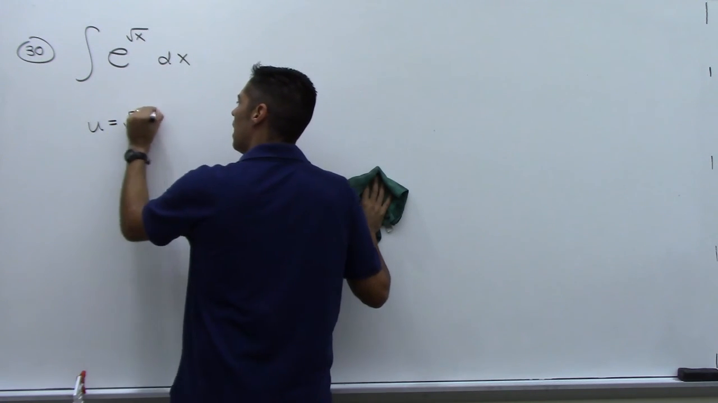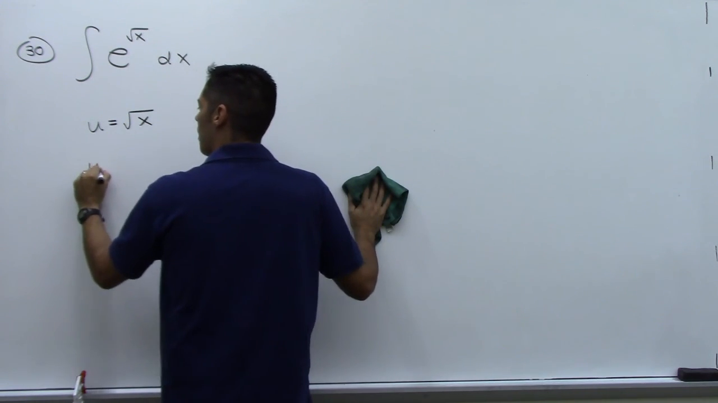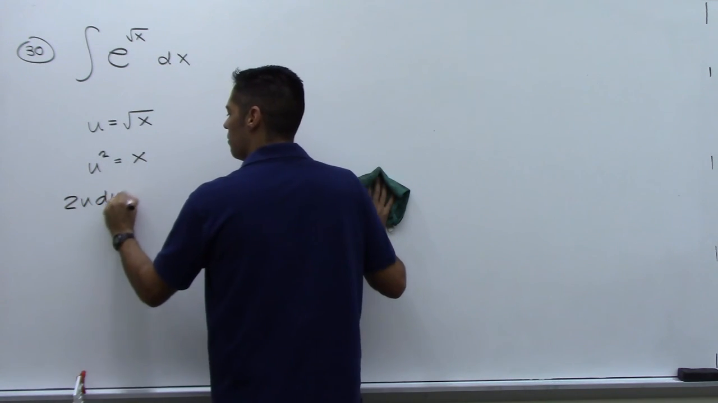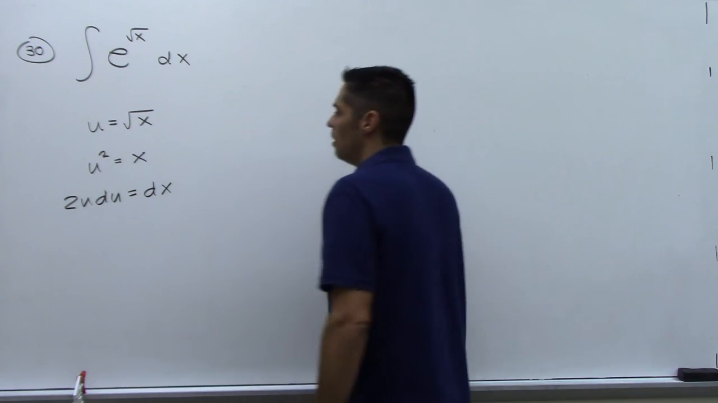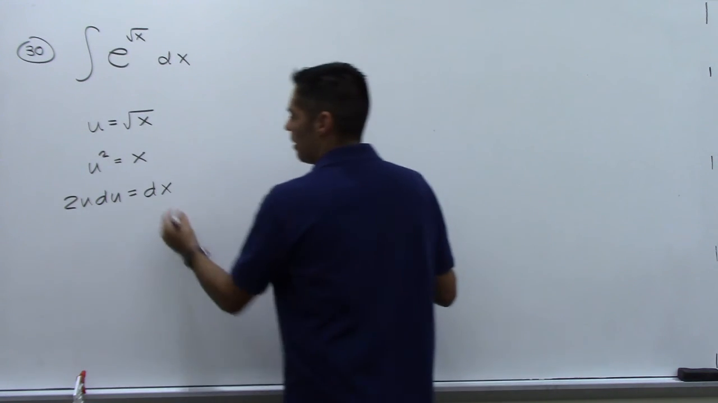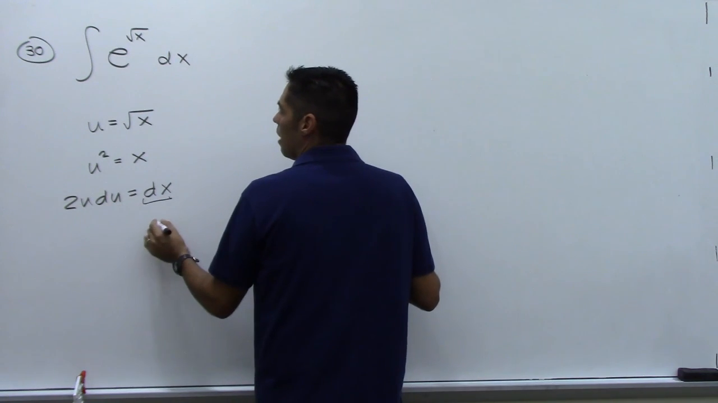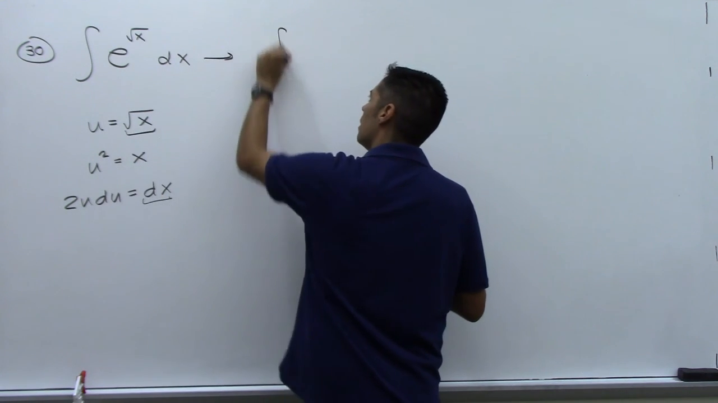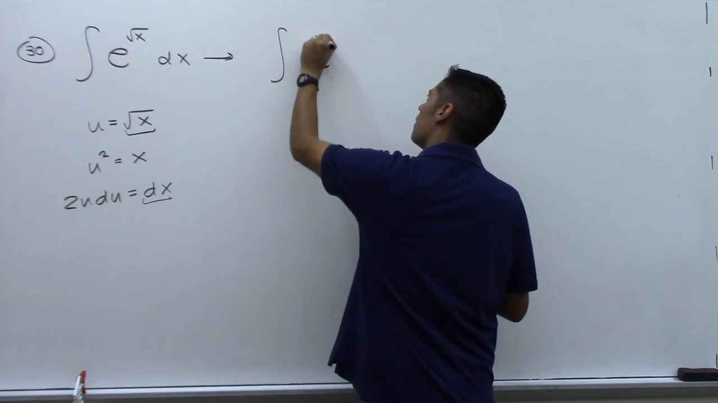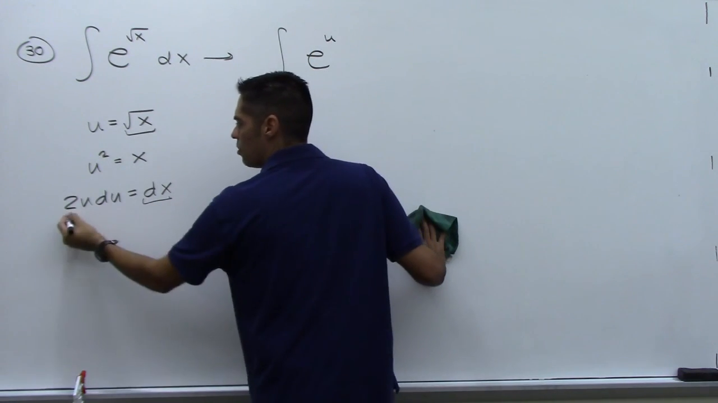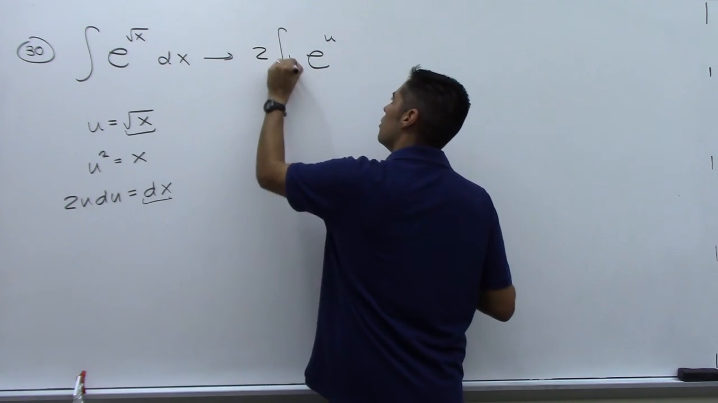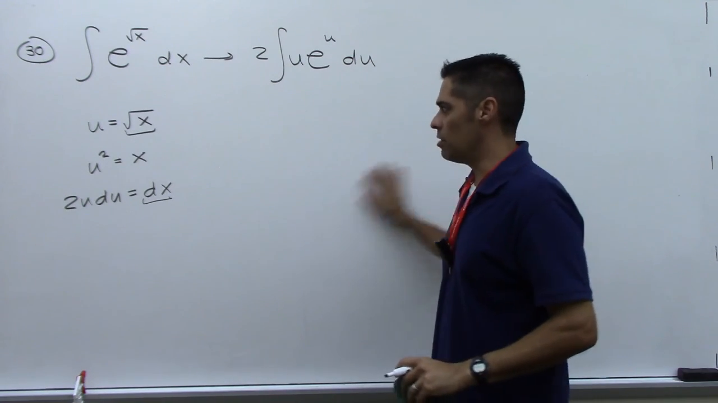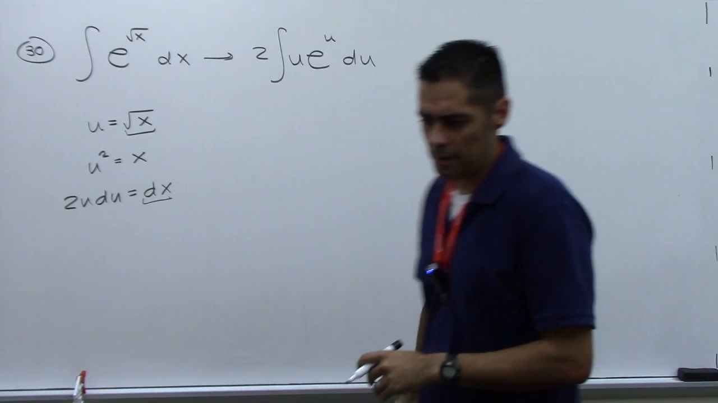U is equal to root x, basic substitution. I'm going to square both sides. I'm going to differentiate both sides. We just did this a second ago. And then I'm going to notice I can replace dx with this. I can replace square root of x with that. So this integral becomes integral e to the u. But then dx is 2u du. So here's 2, here's u, here's du. And we've done that already. So you do another integration by parts table here and break that down the rest of the way.